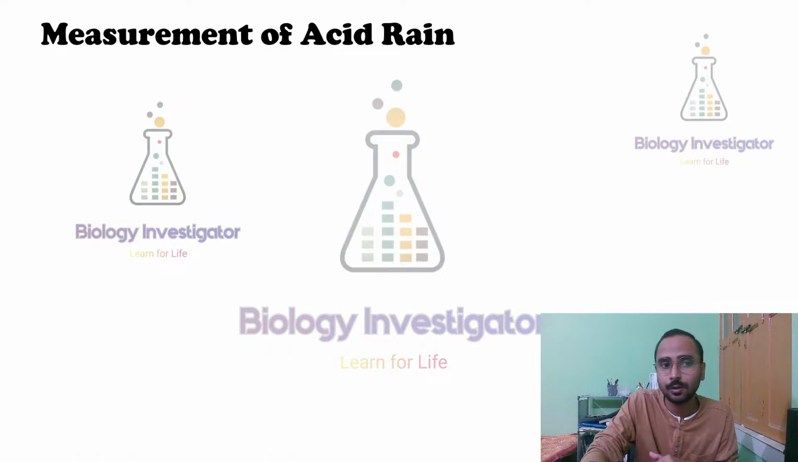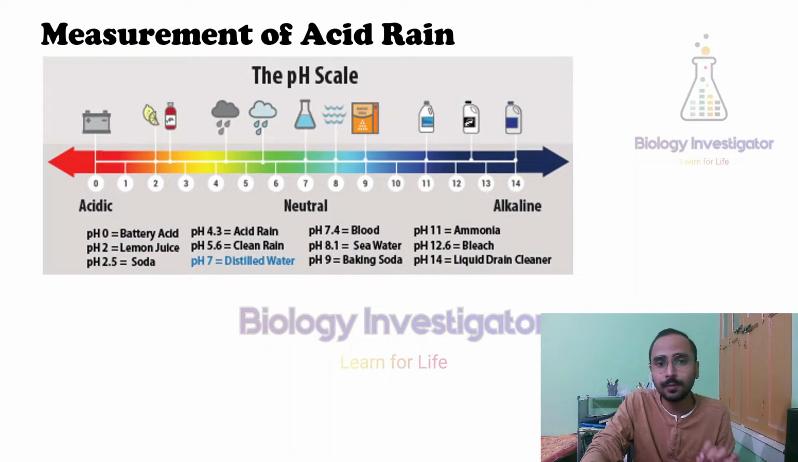So now, how can we say that a particular rainfall, a particular rainwater rather, is acidic, and how can we term a rain as acid rain? Under what condition can we call a rainwater acid rainwater, or a rainfall acid rainfall? So there can be a way to measure the acidic property of rainwater.